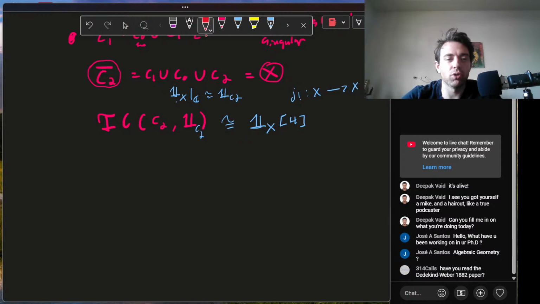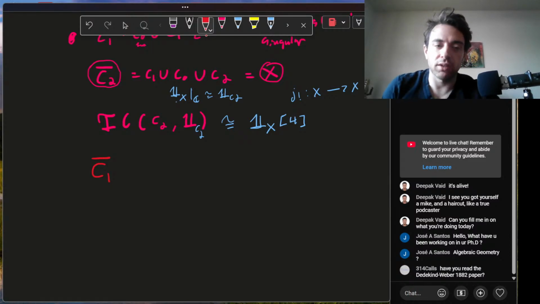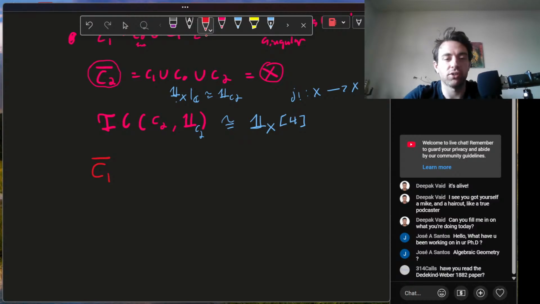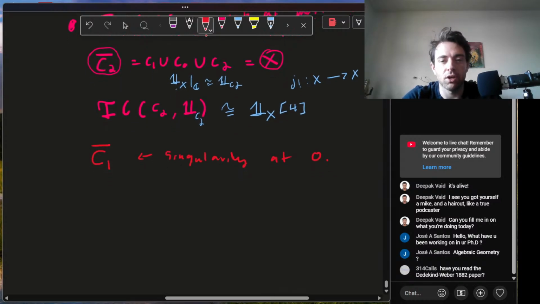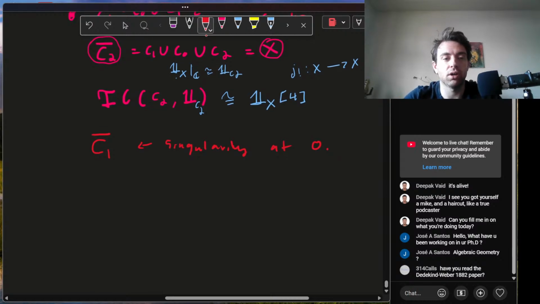Okay, so the trick that doesn't work is now, as I mentioned, the closure of C1 has a singularity at the origin. It has a singularity at the point being the 0 matrix. So what are we going to do about that? We're going to use our friend, the decomposition theorem.